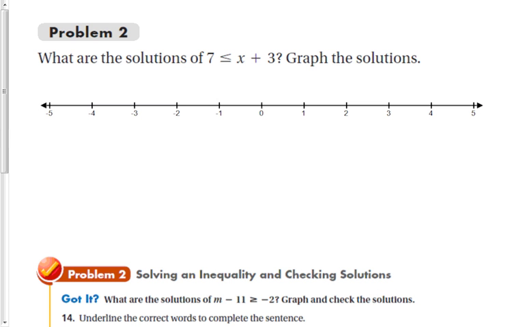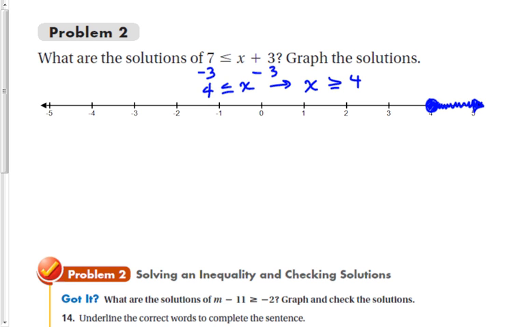All right, problem 2. What are the solutions of 7 is less than or equal to x plus 3? Here, since we're adding, we're going to subtract from both sides to get our solution. And when I do that, I get 4 is less than or equal to x. And remember that if 4 is less than or equal to x, then x is actually greater than or equal to 4. So all numbers greater than or equal to 4. So I'm going to put a solid circle at 4. And greater than will be to the right. So I'm going to color in this way.